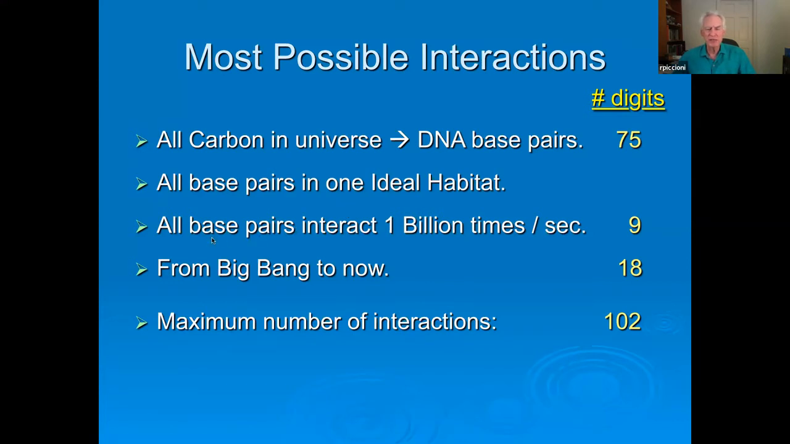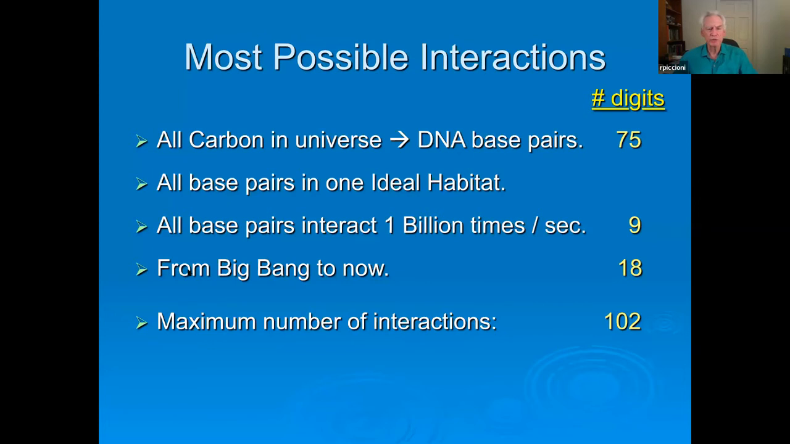And I'm going to assume that all of these nucleotide base pairs can interact in any way you choose, any way you want, and they interact 1 billion times a second. And they really can't interact that fast, or they certainly can't interact any faster than that, because molecules that big can't move that fast without tearing themselves to pieces. But anyway, we're going for the very best case.